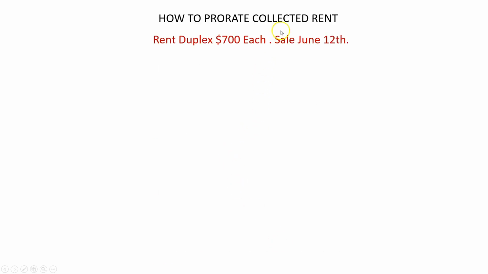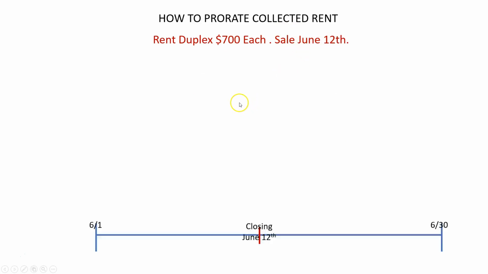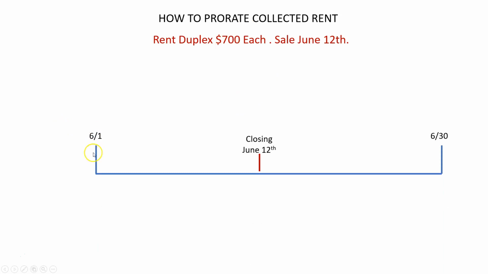To prorate collected rent, we have a duplex, $700 each per month. Sale date is June the 12th. Now in this particular case we are just talking about June, because the landlord has collected obviously $1,400 from both the tenants, but is not owning the property for the whole month. Therefore some of the money has got to go over to the buyer, because the buyer actually owns the tenant for 19 days.